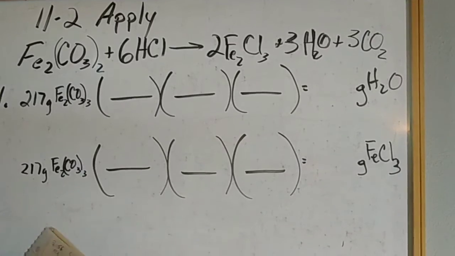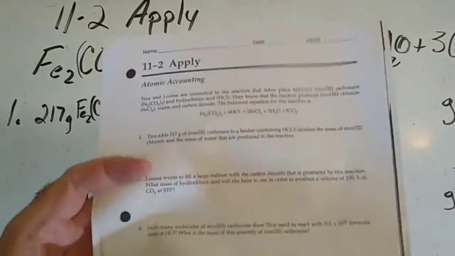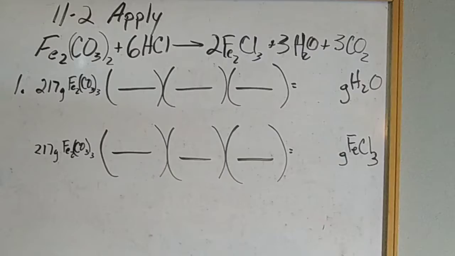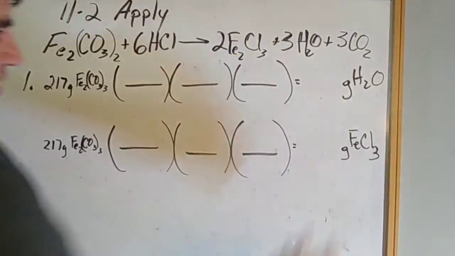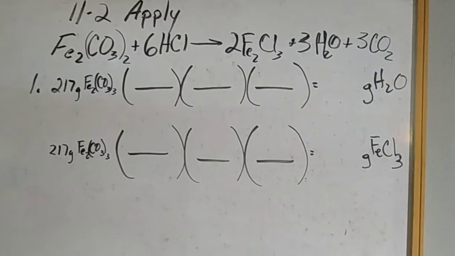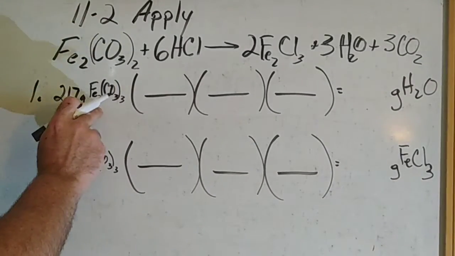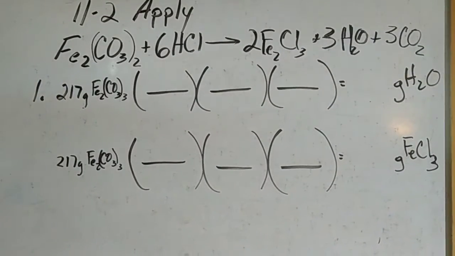All right, guys, I said that we'd do the 11-2 apply, not practice problems. I already sent some of those out. So I'm setting up number one. I kind of have it set up. It's a two-parter because we had to find grams of water and grams of iron 3 chloride for this, given that we're starting off with our reactant side with iron 3 carbonate. We have 217 grams of that.